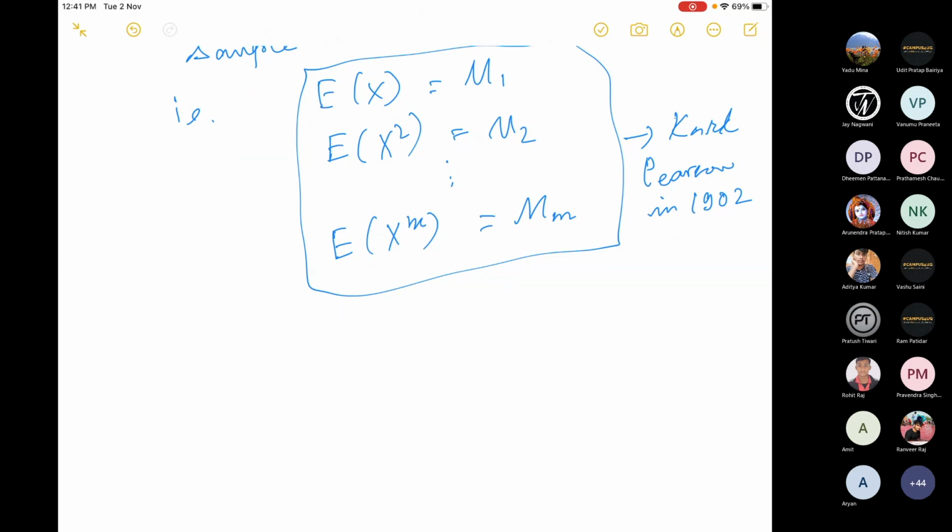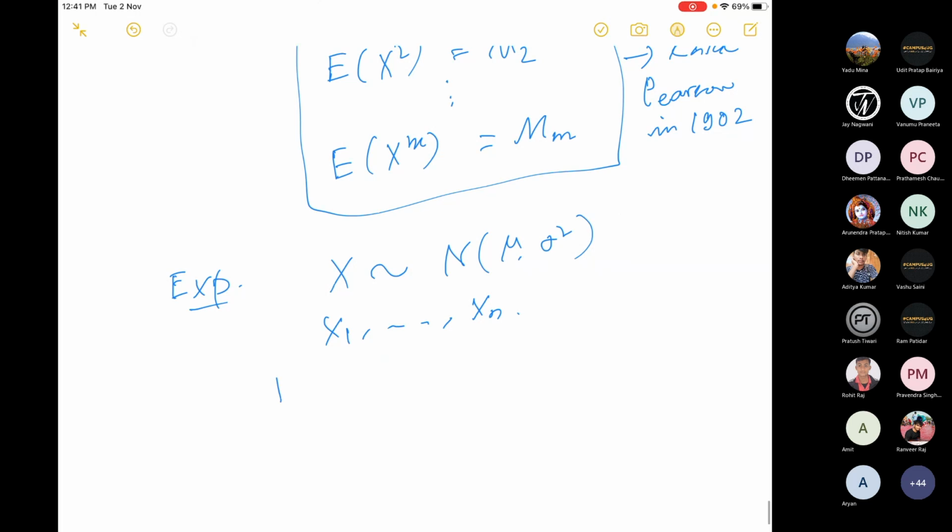So estimates for parameters involved in the normal. The first example, the first problem: suppose X is N(mu, sigma square), and I have the sample x1, x2, xn. I have a sample of size n. I have to find the estimators, the statistics, which will estimate mu and sigma square.